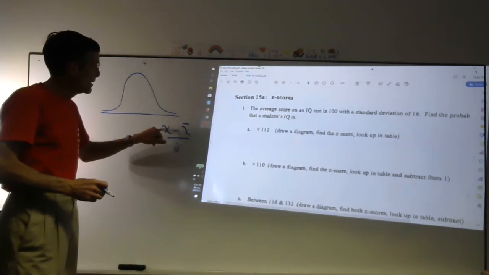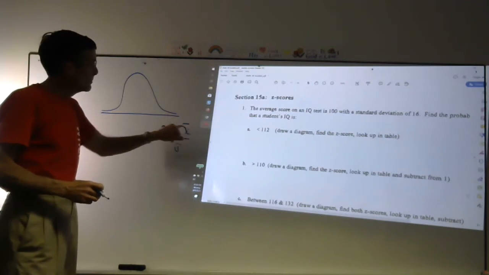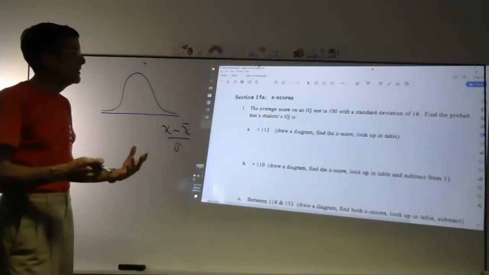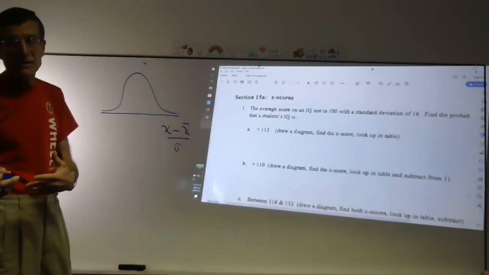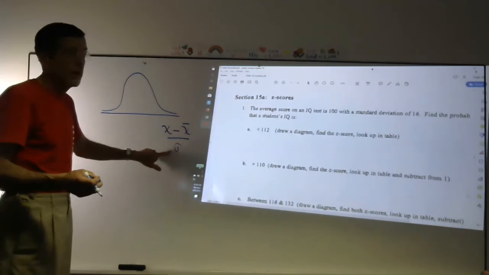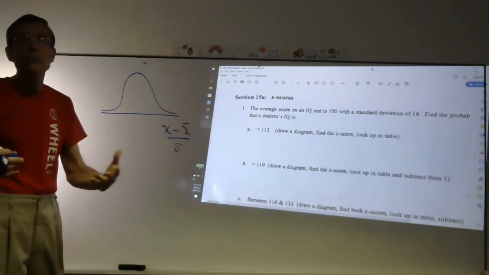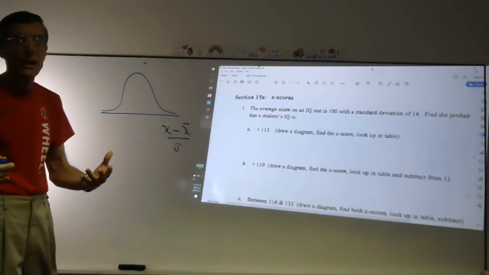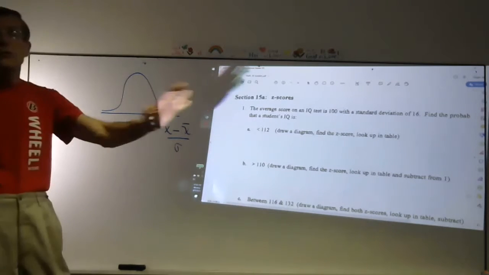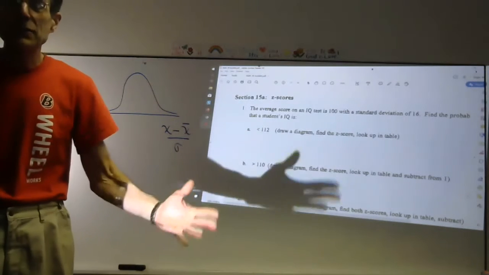When you take a particular data item and subtract the mean, you get the distance between the data item and the mean. Then when you divide by the standard deviation, that tells you how many standard deviations away it is. This formula works for all kinds of data, and that's the beauty of it.